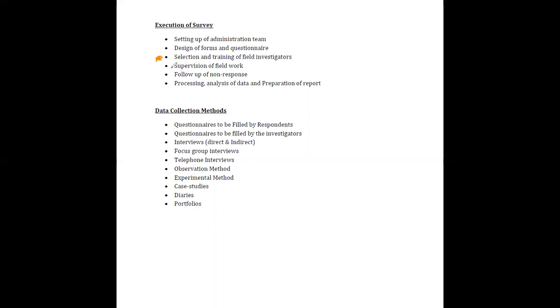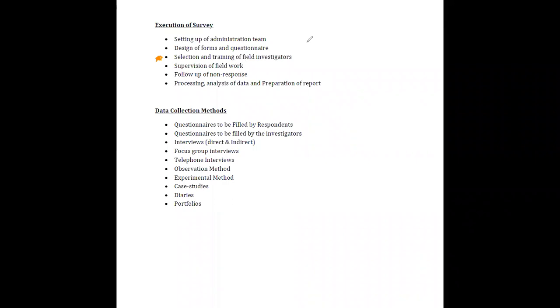work. And then suppose you have trained the investigators, supervised their field work, and they are coming to you with the set of data that they have collected. At that point, you have to check whether there are any non-responses. Suppose you give a form to be filled by the respondent, and some person skips 2 or 3 questions. Then you have to contact them back and ask for the answers to those questions as well. Therefore, for the non-responses, you have to follow up.